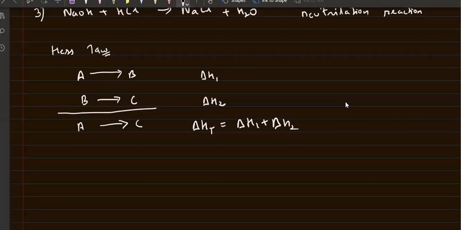Now, if the equation would have been this, just think about this. If the equation would have been C gives B, and we have delta H2, then what is delta H total in this case? Yes, very good. Since the reaction is opposite, it would be minus delta H2, because the energy required from B to C will be negative of delta H2.